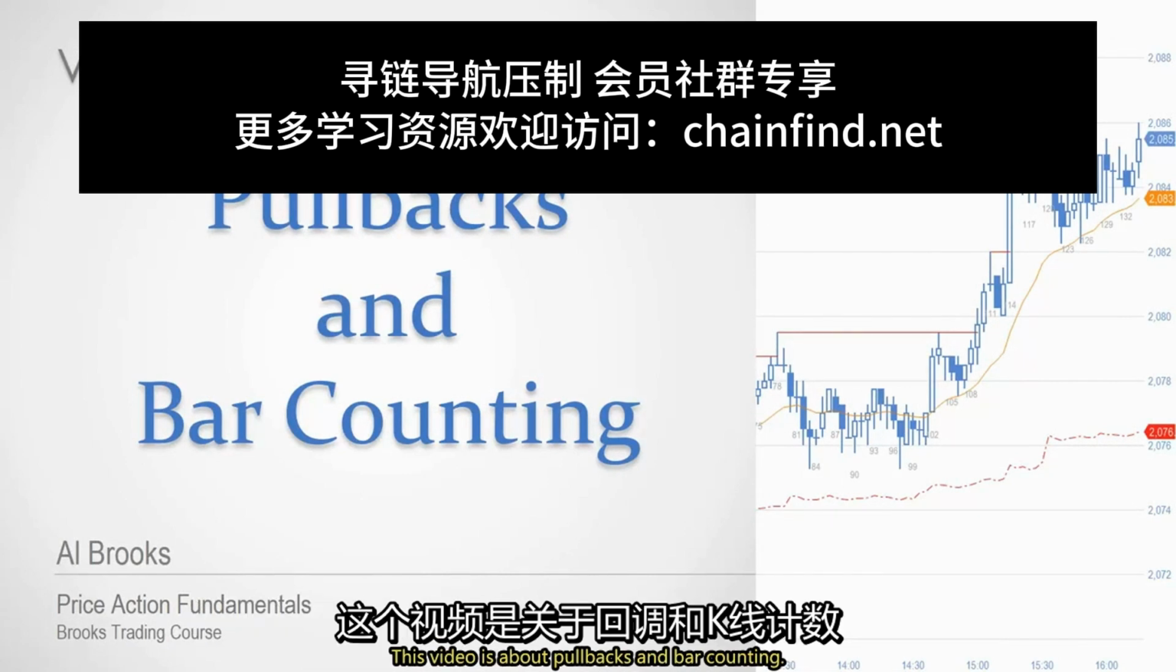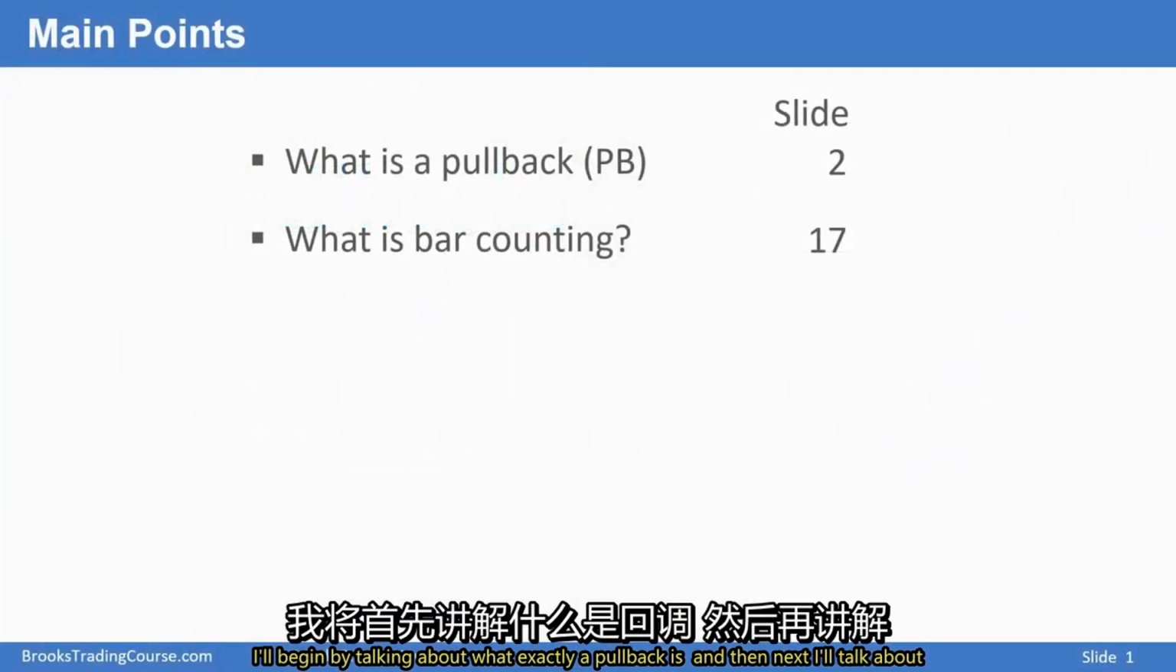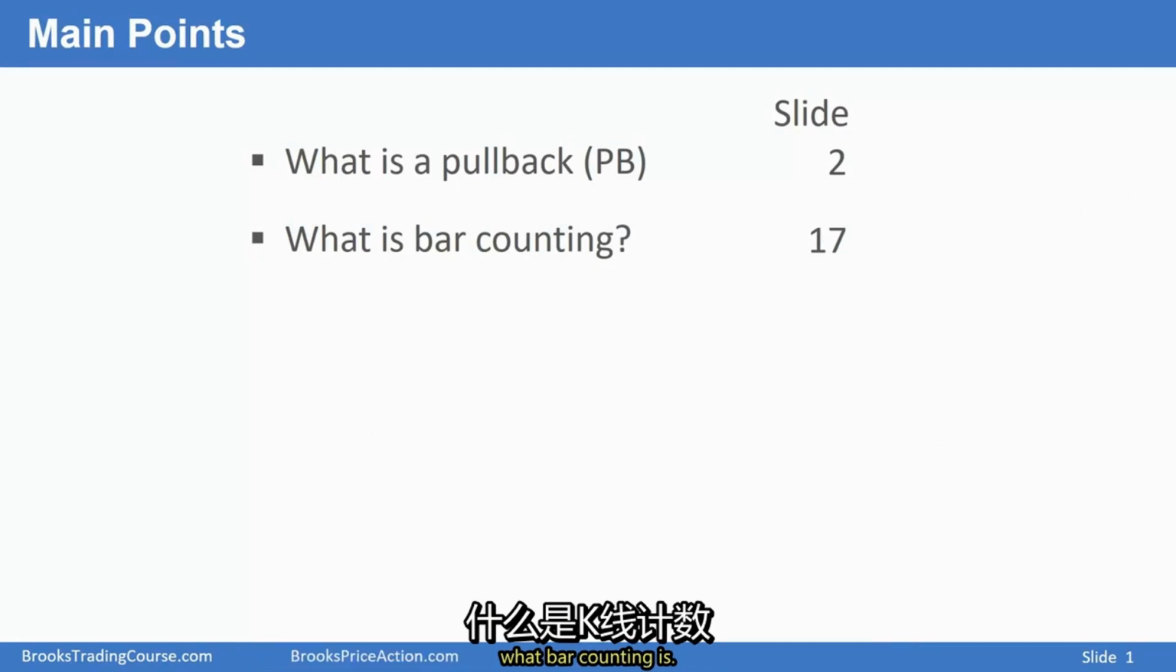This video is about pullbacks and bar counting. I'll begin by talking about what exactly a pullback is, and then next I'll talk about what bar counting is.